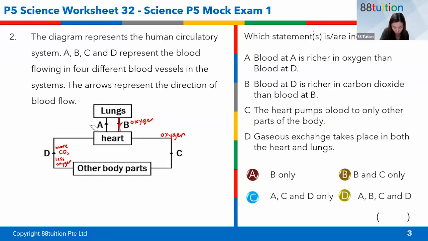Wait, words are so small. More carbon dioxide, less oxygen. Oxygen is O2. Okay, oxygen is actually written like this, oxygen gas. CO2 represents carbon dioxide gas. How many of you already know this at this level? You already know carbon dioxide is CO2. Good job. Okay, and oxygen is O2.